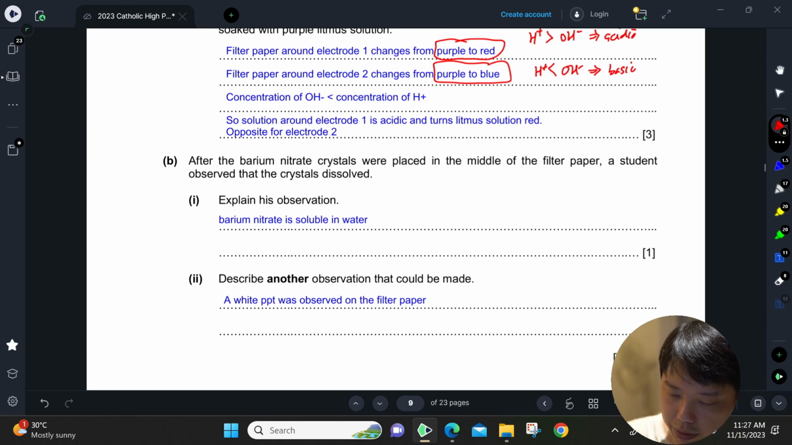What is this white precipitate? It's actually barium sulfate. Remember you have your potassium sulfate, so those are actually in solution form. You have sulfate ions floating around, and then you add barium, Ba 2 plus, which reacts with the sulfate in a precipitation reaction. So you form this white precipitate.